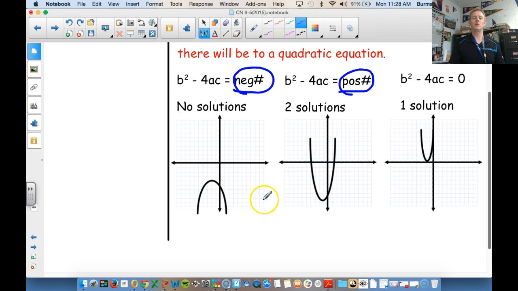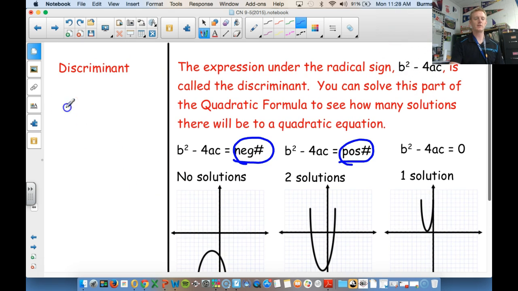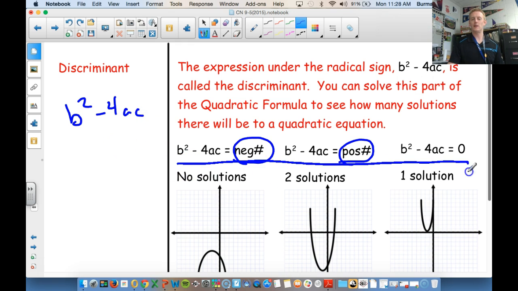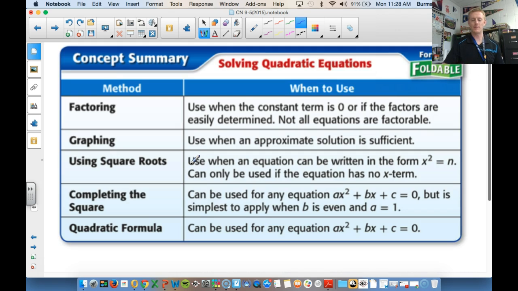So what we need to do is make sure that we understand that the discriminant is just this b squared minus 4ac, and then make sure that we understand again that if it's negative, no solutions, if it's positive, 2 solutions, and if it's 0, 1 solution. So let's practice that. Before we practice that, remembering this is the types of methods that we have talked about this chapter so far. These are the times when we use them.